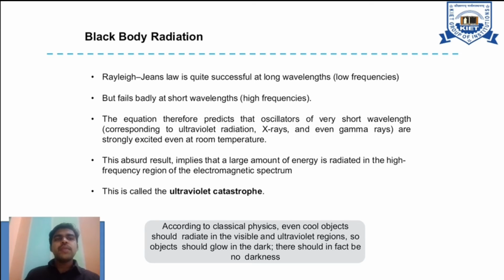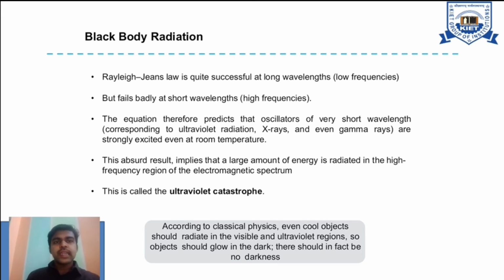This is a very important point in analytical view, because initially whenever they are determining the energy density, at longer wavelength, at the same time lower frequency, it is successful. But shorter wavelength, which is having higher frequency, it is failing, because we cannot exactly predict, the approximation point is missing. So look at the third point, the equation predicts that oscillators of very short wavelength.